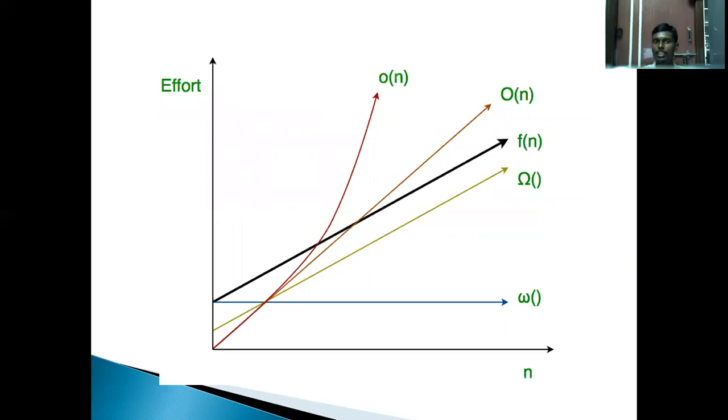Here this is a small diagram. Here we can see effort on the y-axis and input on the x-axis, and omega, theta, f of n, big O of n, and small o of n. Here small o of n, which I said before, explains the upper bound which cannot be tight. The red line is specifying the small o of n, and f of n is a function which is a black line, and big O of n, omega of n, and theta of n are specified in this manner. These are the four asymptotic functions which measure the time complexity of a problem.